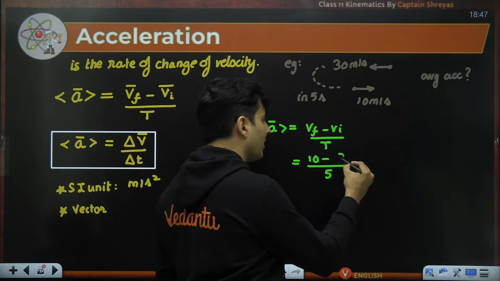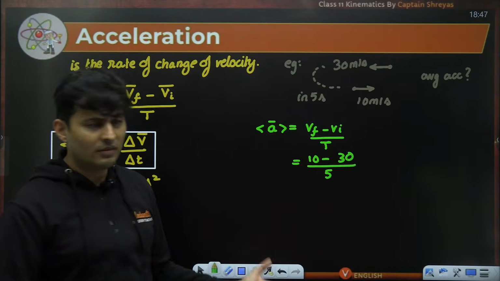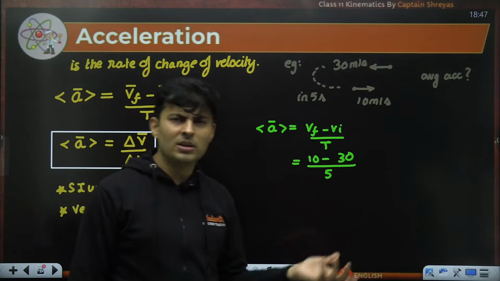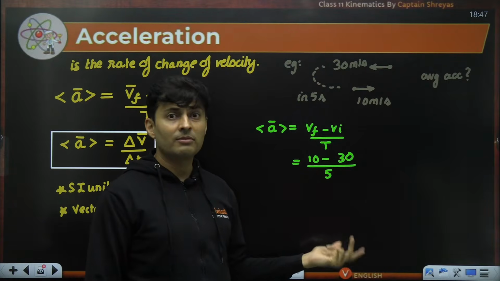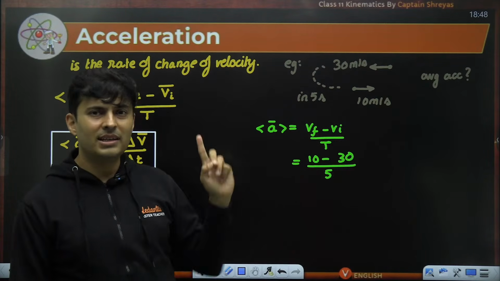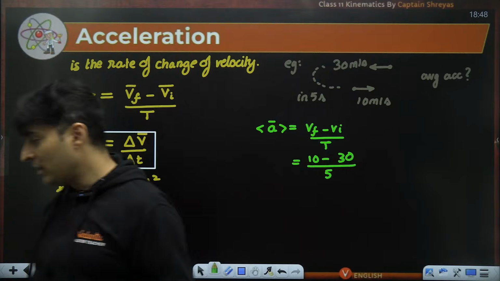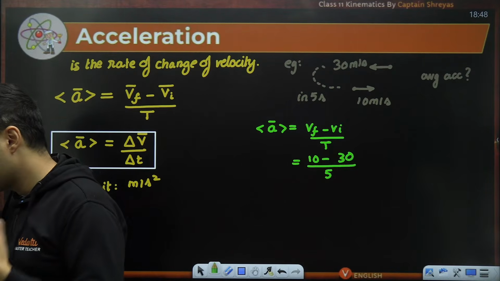So a lot of kids are going to put 30 over here, which is definitely wrong. You'll be like, sir, what is wrong, sir? Final is 10. Initially, it was 30. Time is 5. See, most of it is correct, but there is a mistake in the sign. Can you guess?